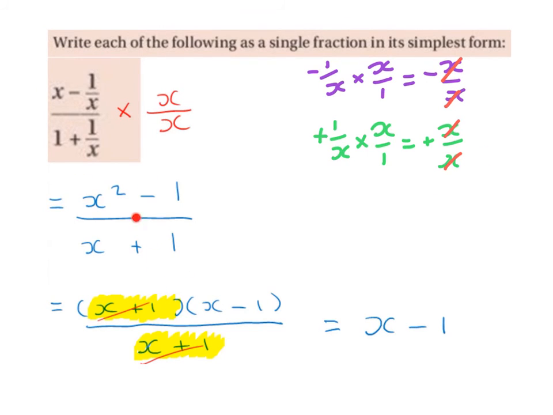So now we have x squared minus 1 as our numerator and x plus 1 as our denominator. We can factorize this top line using the difference of two squares. So we get x plus 1 multiplied by x minus 1. And we still have x plus 1 as our denominator. Then we notice that we have a common factor of x plus 1 on the top and the bottom, so they can cancel out. So we're just left with x minus 1 over 1, which is just going to be x minus 1.